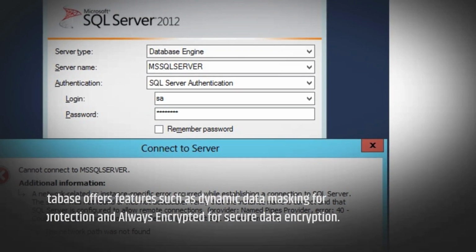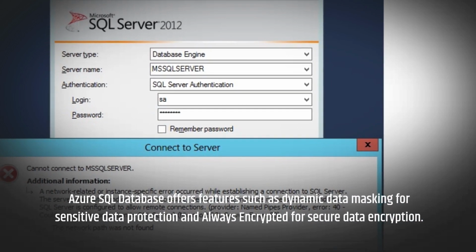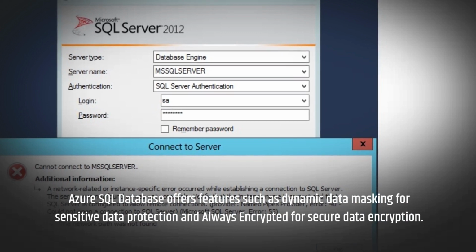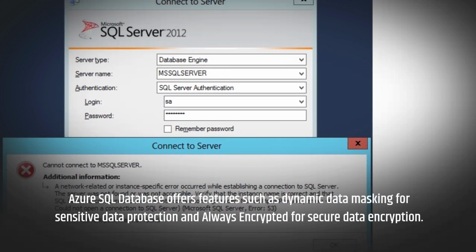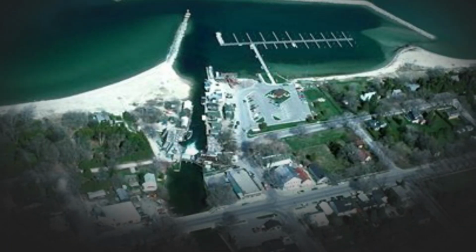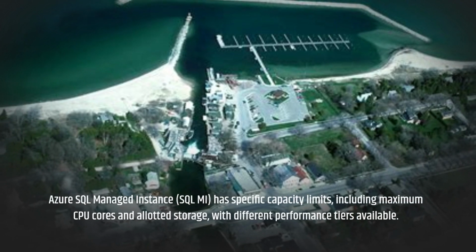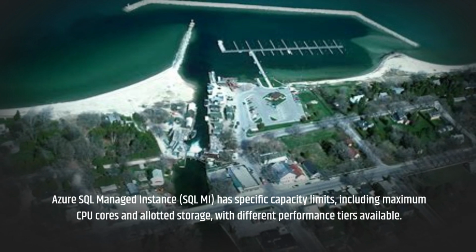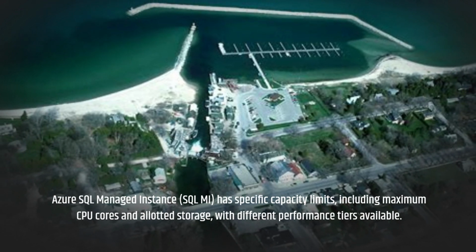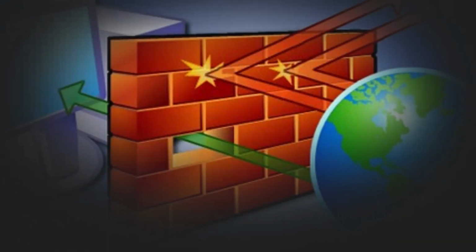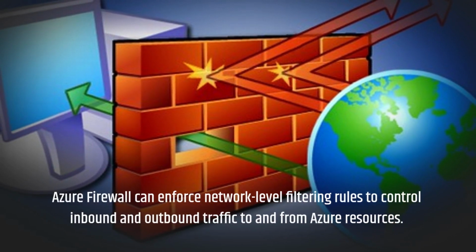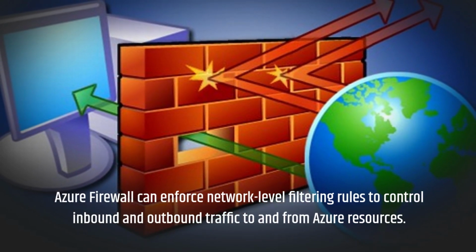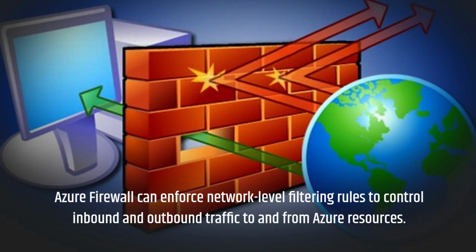Azure SQL Database offers features such as dynamic data masking for sensitive data protection and always encrypted for secure data encryption. Azure SQL Managed Instance, SQL MI, has specific capacity limits, including maximum CPU cores and allotted storage, with different performance tiers available. Azure Firewall can enforce network-level filtering rules to control inbound and outbound traffic to and from Azure resources.